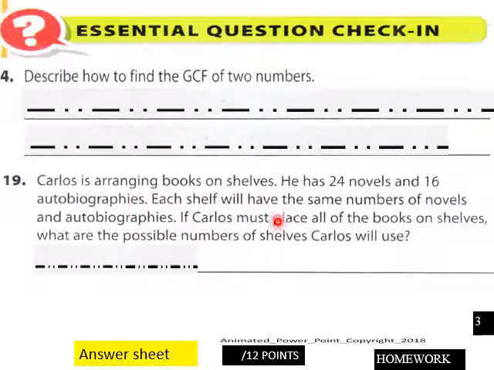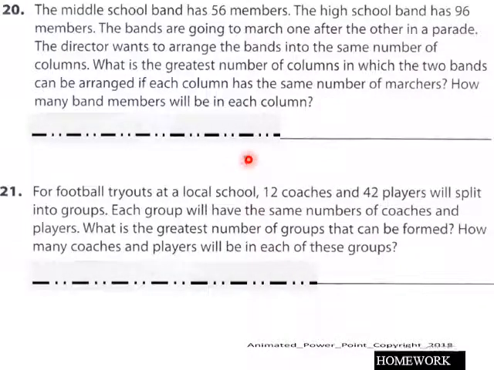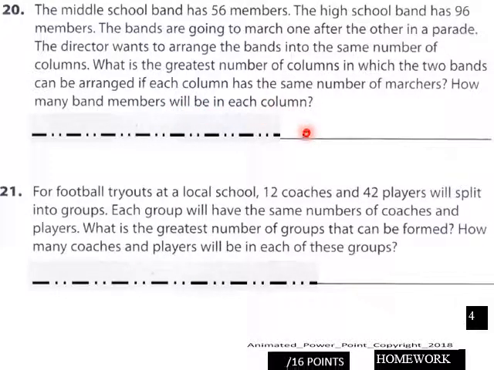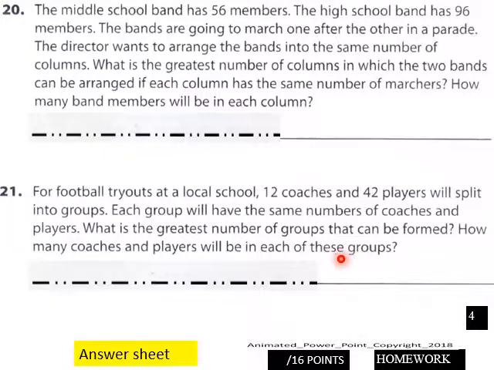And then down here you got a word problem. What does it say? What are the possible numbers of shells Carlos will use for this situation here? 12 points on page 3. Page 4, you got a word problem here. How many band members will be in each column? And down here, how many coaches and players will be in each of these groups? So you got 16 points here on page 4.